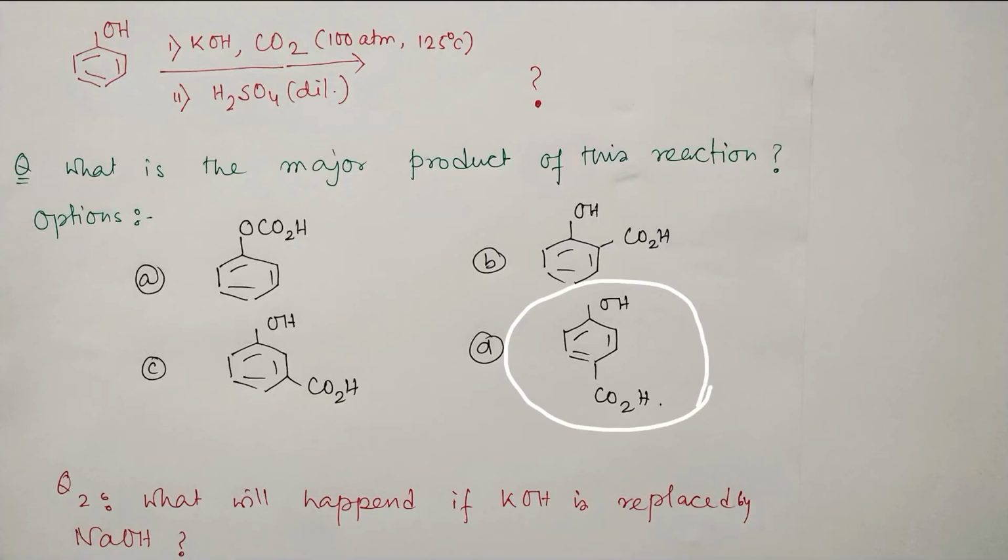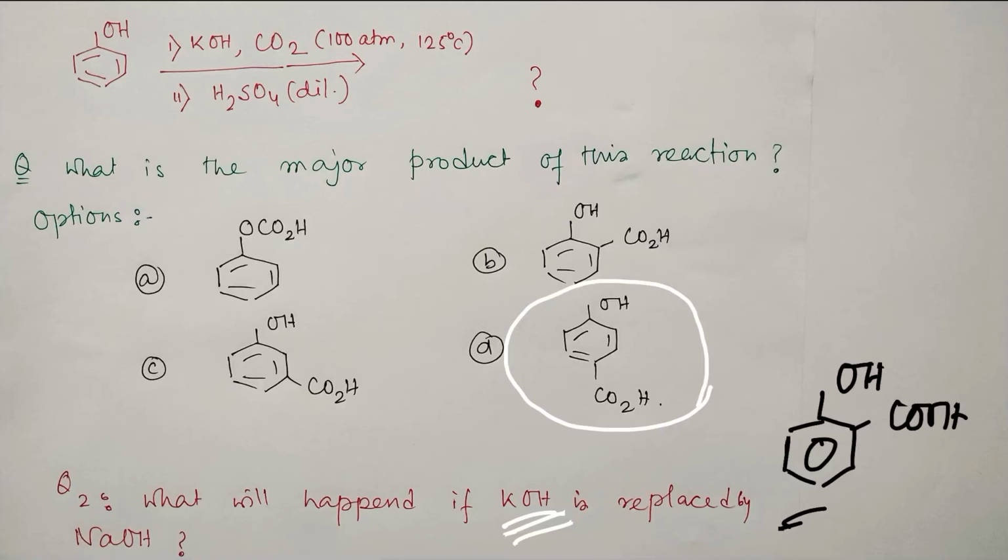Okay, and what happens if KOH is replaced by sodium hydroxide? Then the answer will be ortho-hydroxybenzoic acid or salicylic acid. Okay, so please keep this information clearly. I have explained, try to understand, and if you didn't get it, please watch it again. I believe you can understand.